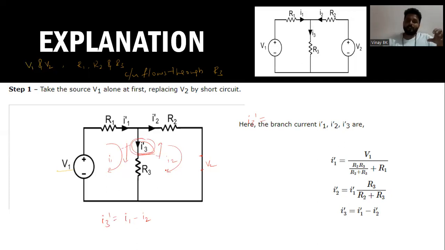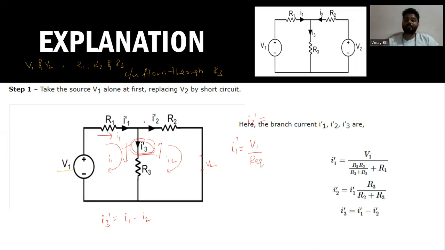So I need to find the value of I1. How will we find the value of I1? I1 is nothing but the total source current, this one. So just simply applying Ohm's law. We know that I is given by V by R, so I1 dash is given by the total voltage V1 divided by R equivalent.